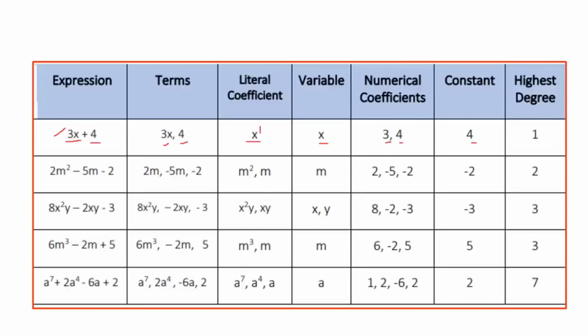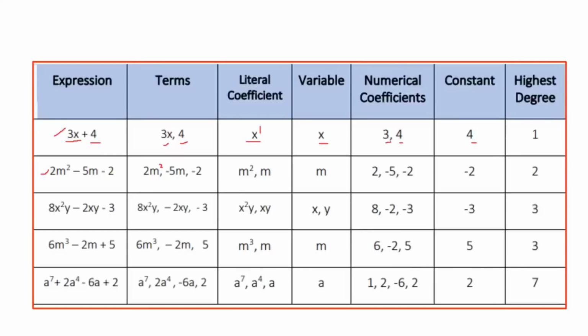For example number 2, we have the expression 2m squared minus 5m minus 2. We first look at the terms. The first term is 2m squared, so that should be 2m raised to 2. The second term is negative 5m, and then we have the third term, negative 2. Again, take note that we have to include if it is negative or positive, if it follows the minus operation or the subtraction operation, so we have to write that term as negative.